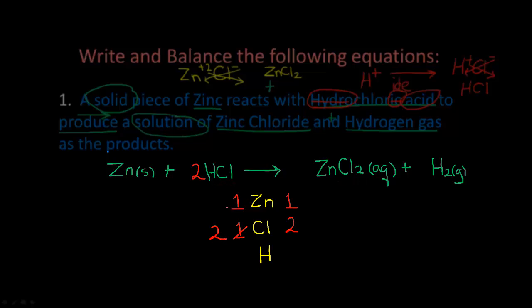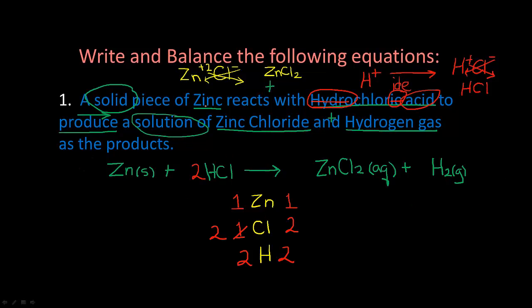Now let's balance our hydrogens. Over here, we have 2 hydrogens on the reactant side with our 2 HCl, and over here on the product side, we have 2 hydrogens with our gas. We are now balanced. This is a balanced equation.